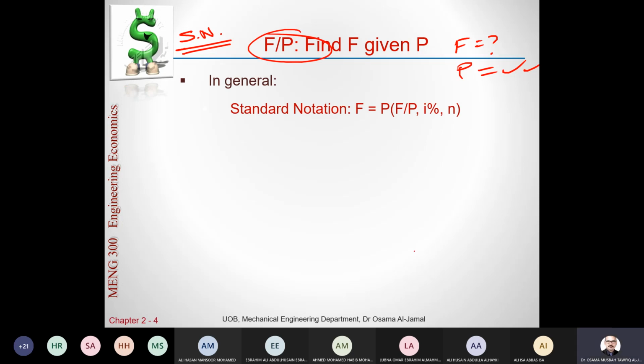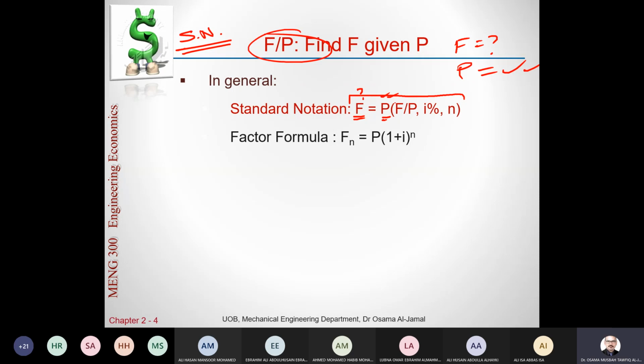Remember the factor formula. It was F equal to P multiplied by (1 plus i) to the power n. Now let's see this. We have the same thing, what we want to calculate, and this is known to us.